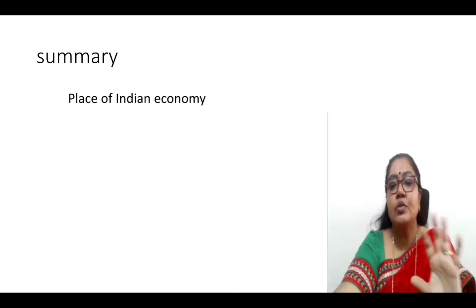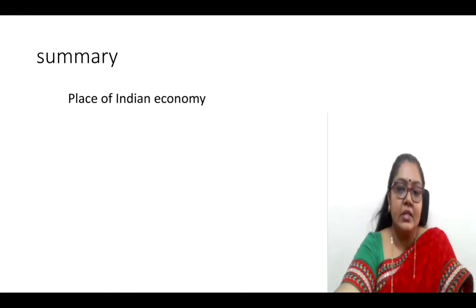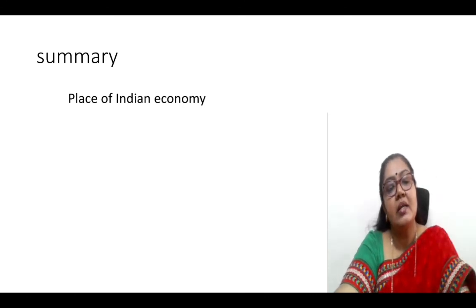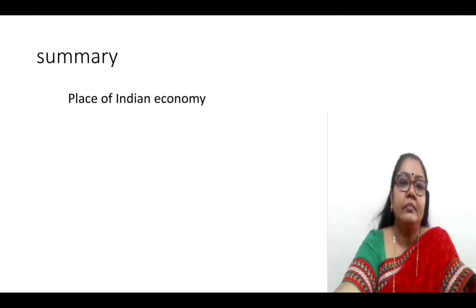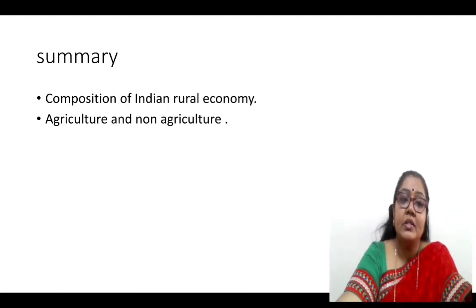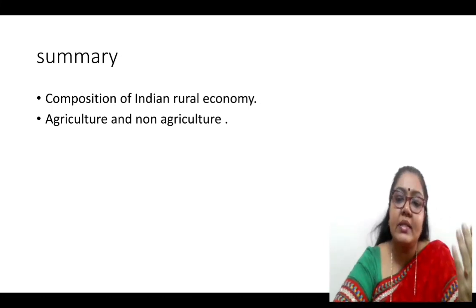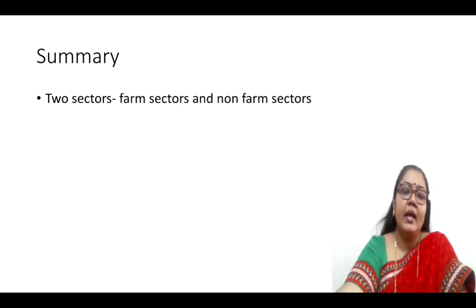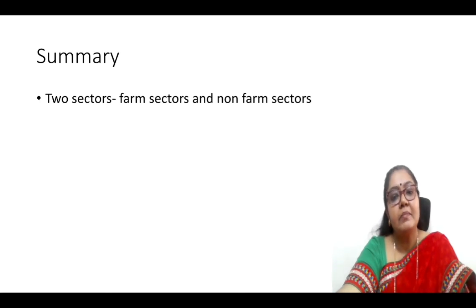We also discussed the role or the place of agriculture in the Indian economy. So we tried to discuss how it has contributed to our industries, foreign exchange, GDP, etc. We also discussed the composition of the Indian rural economy. We discussed the agricultural and the non-agricultural sector as well. And we discussed the farm sectors and the non-farm sectors.